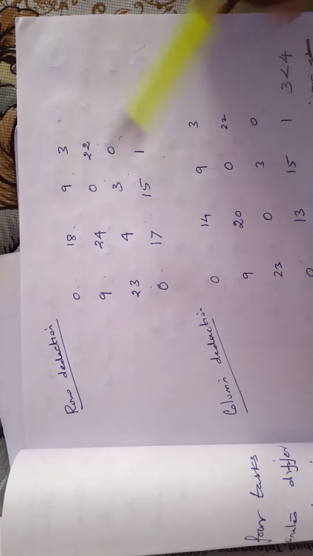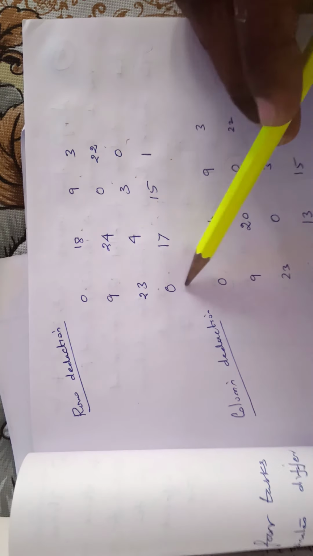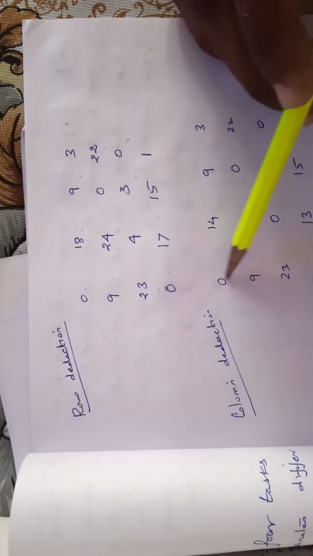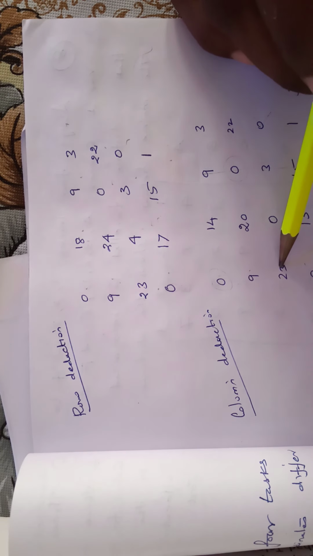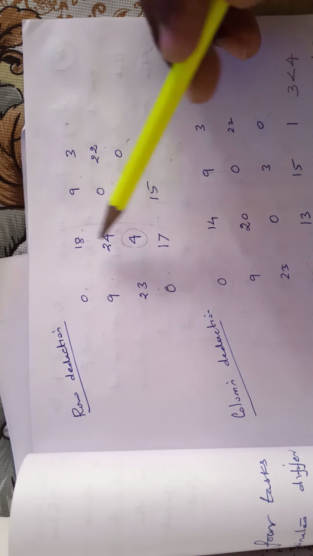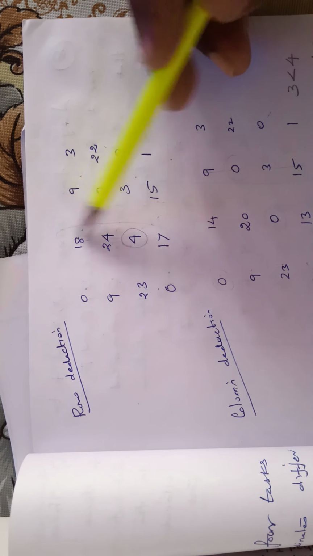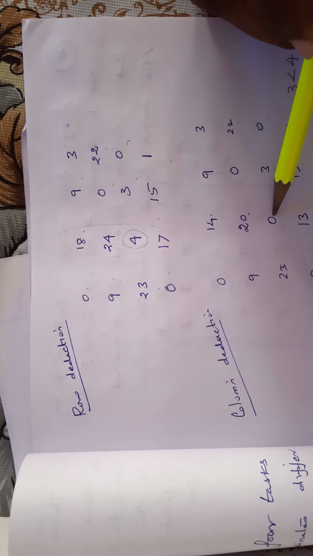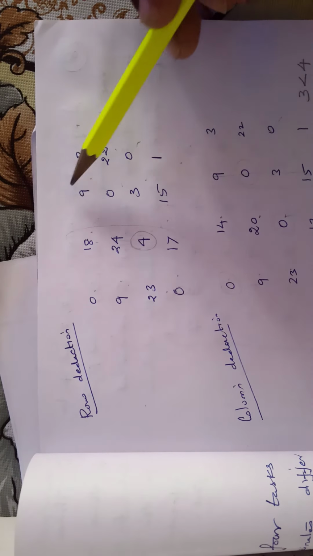Next we have to compute the column reduction. Again we concentrate on the column values. In the first column, 0 is the minimum value, so we write it in the similar manner: 0, 9, 23, 0. In the second column, 4 is the minimum value, so all the column values are subtracted by 4. So 14, 20, 0 and 13.